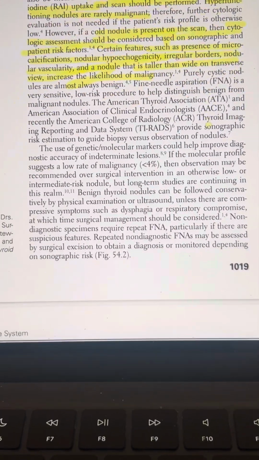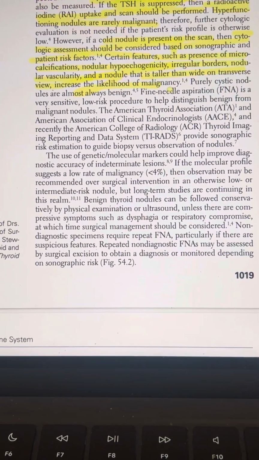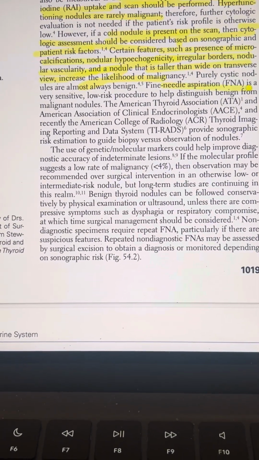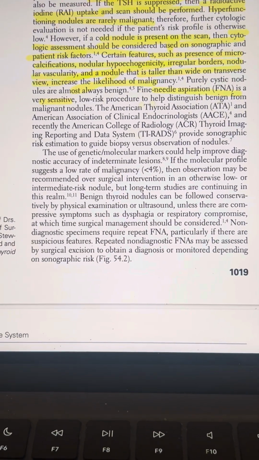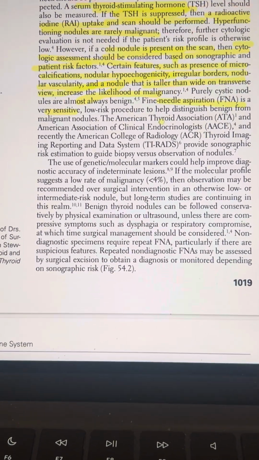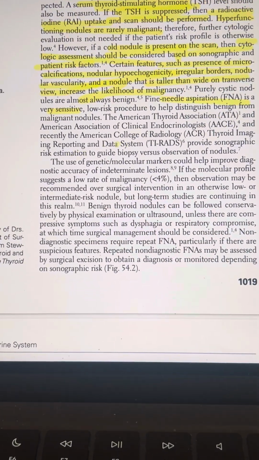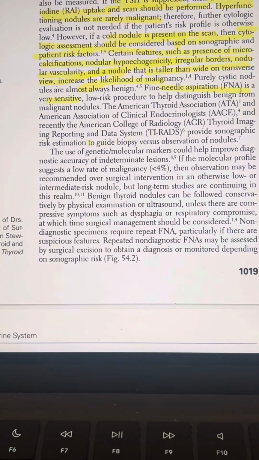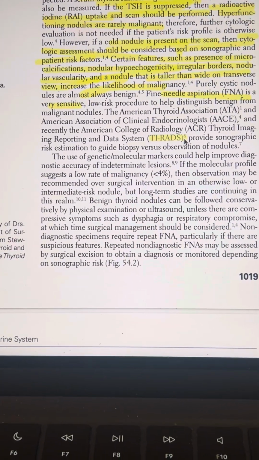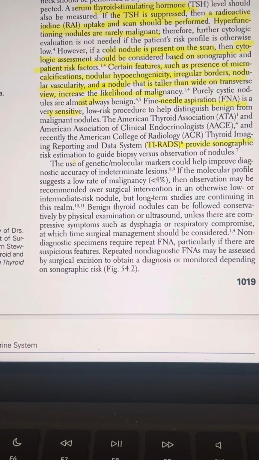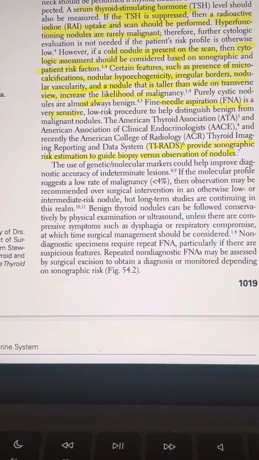Purely cystic nodules are almost always benign, and FNAC is very sensitive, with very low risk, to distinguish benign from malignant nodules. ATA, the American Association of Clinical Endocrinology, and the American College of Radiology's thyroid reporting system, that is TIRADS, the thyroid imaging reporting and data system, provide sonographic risk estimation to guide biopsy versus observation of the nodule.